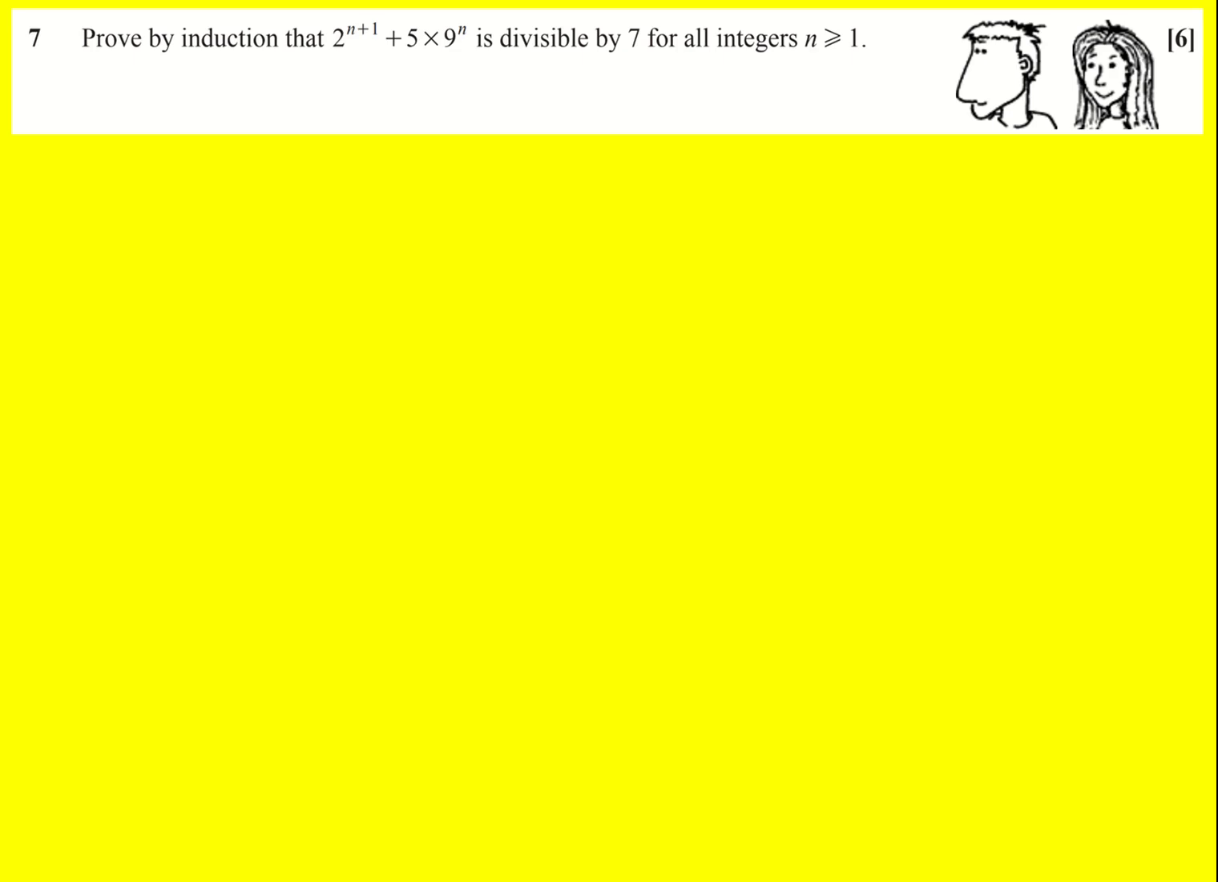This is a proof by induction divisibility question. So we're asked to prove this expression here is divisible by 7 for integers n greater or equal to 1. First thing to do is check n equals 1, the smallest value.